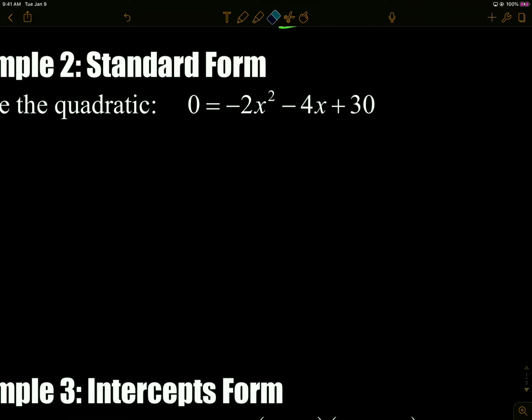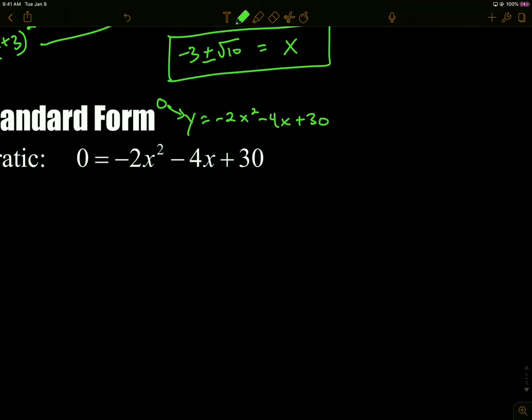What if it's in standard form? So again, remember, this might have been y equals negative 2x squared minus 4x plus 30. And we wanted to find the x-intercept, so we plugged in 0 for y, and that's how we arrived at this equation. When it's in standard form, isolate the variable is not going to work. Because x appears more than once. X squared and x show up more than once in the equation. So how can I get x by itself if it's showing up twice?